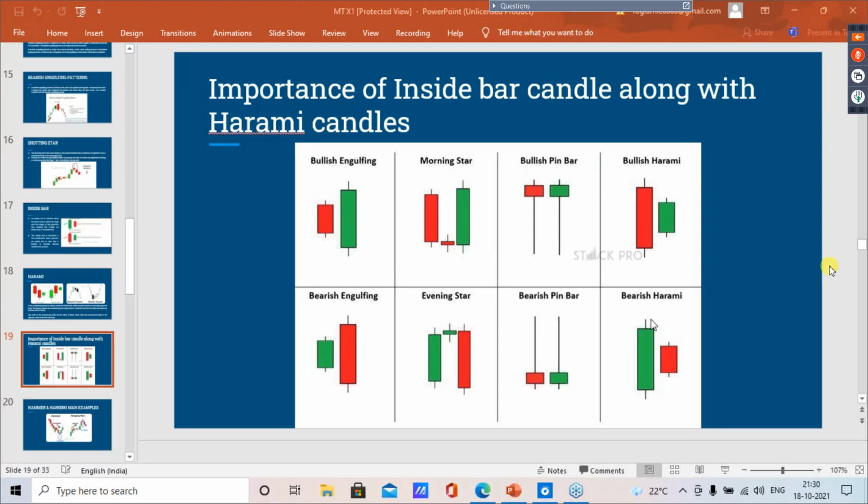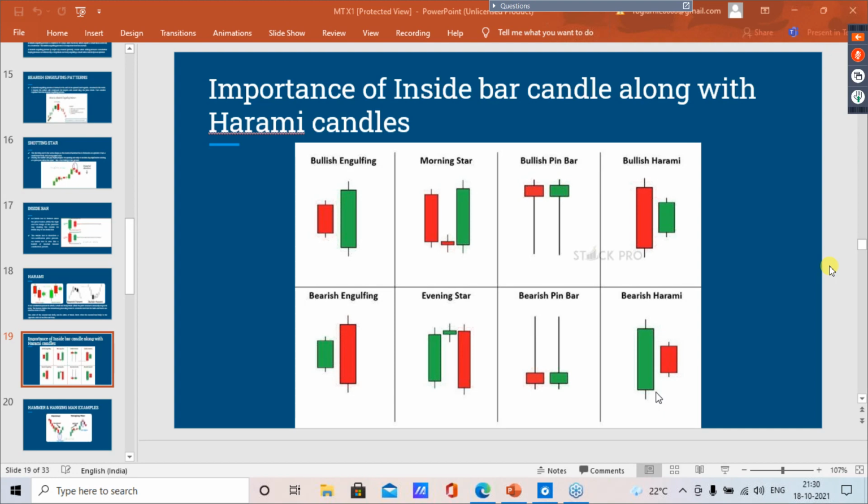Then mark the low and high. The color coding is also important. The previous dominant trend is bullish, right? So we have a dominant green candle in bearish Harami and the inside bar as a red candle. You just mark the high and low of a bearish Harami. Once the low breaks, you will take a trade.